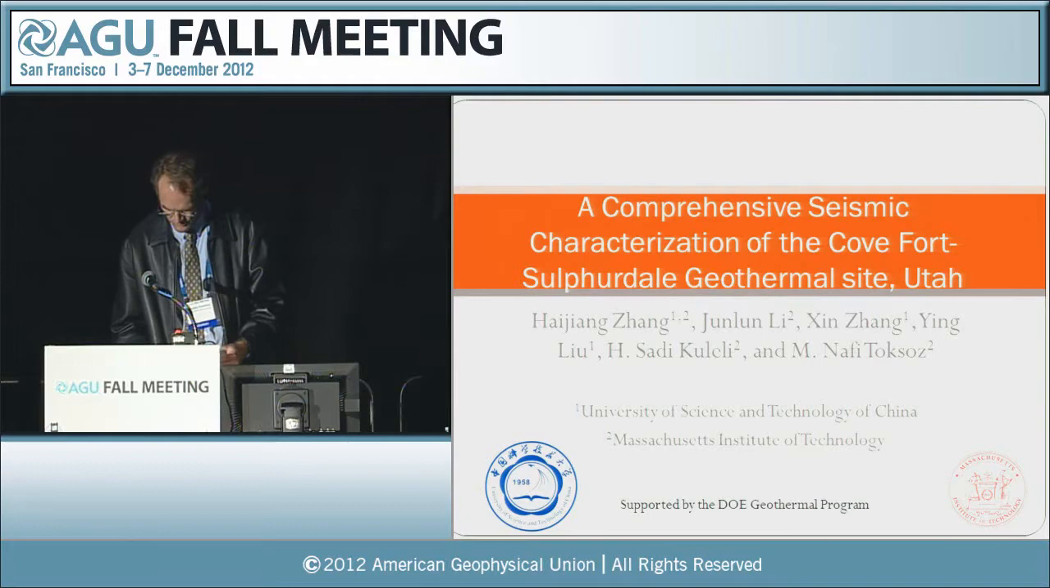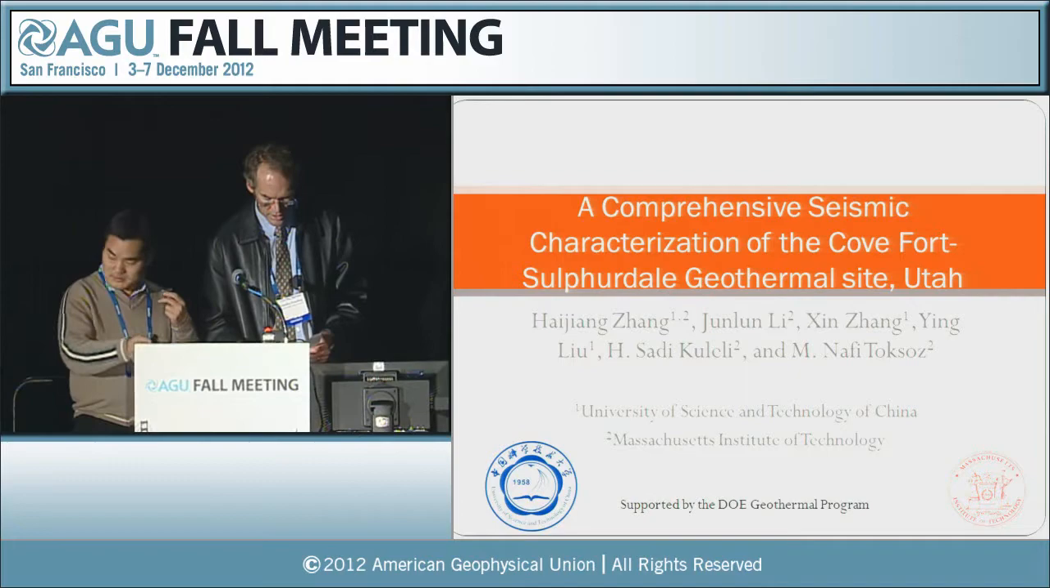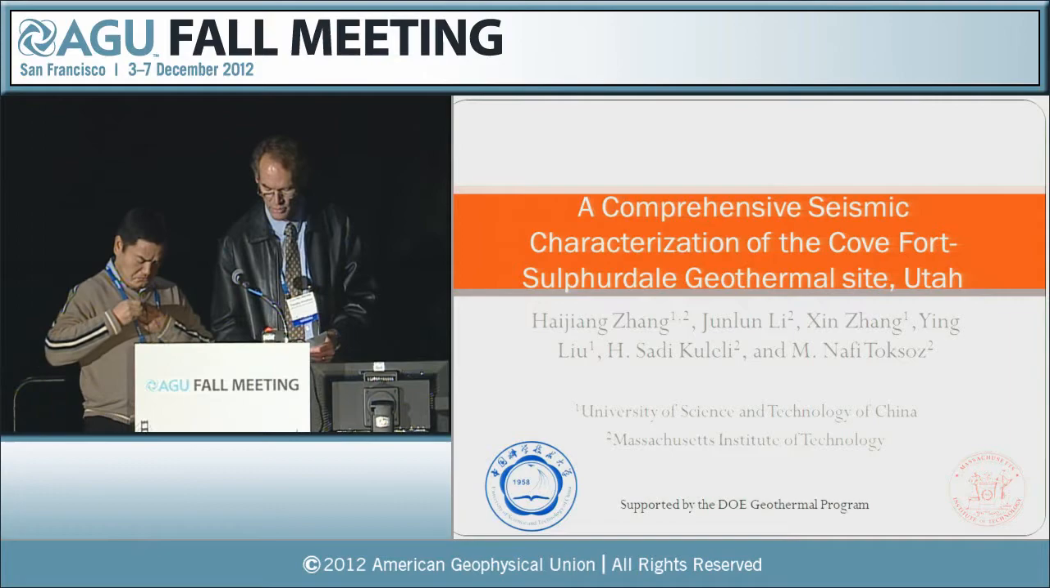Our next speaker is Haizhang Zhang, who's going to be talking about a comprehensive seismic characterization of the Cove Fort-Sulphurdale geothermal site in Utah.